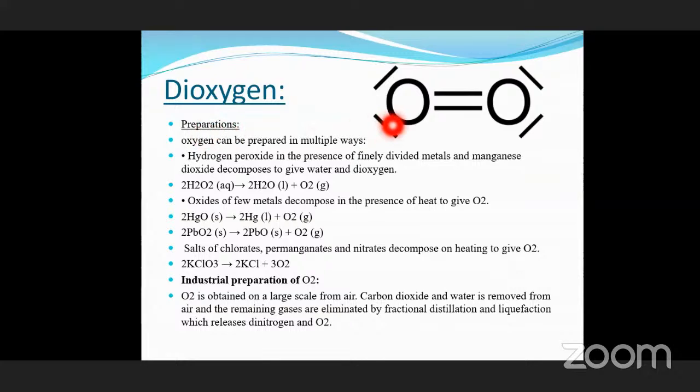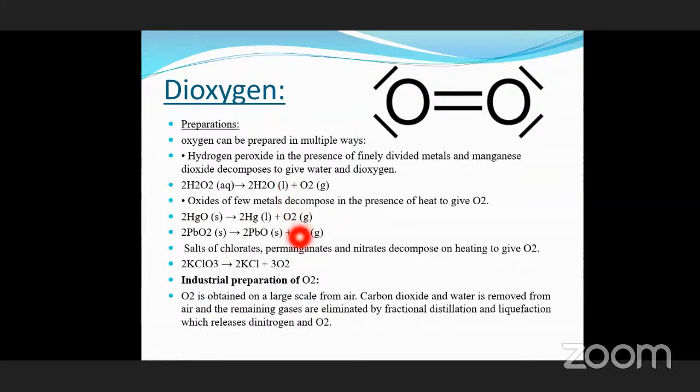Preparations of dioxygen. Hydrogen peroxide itself participates in the reaction to form water molecules as well as O2. Remaining, mercuric oxide, that is HgO, itself participates in the reaction to form mercury, that is Hg, as well as O2. PbO2 itself participates in the reaction to form PbO plus oxygen.